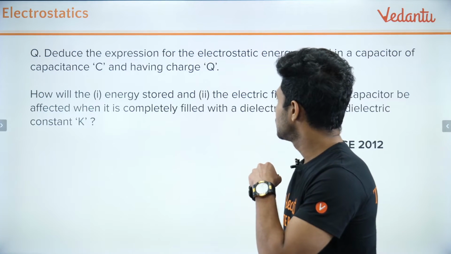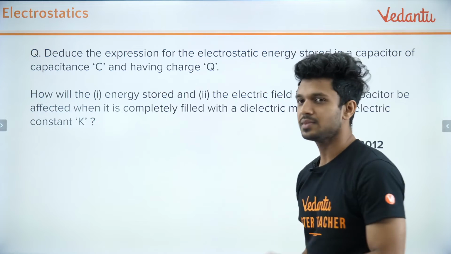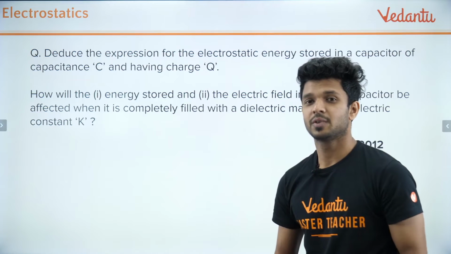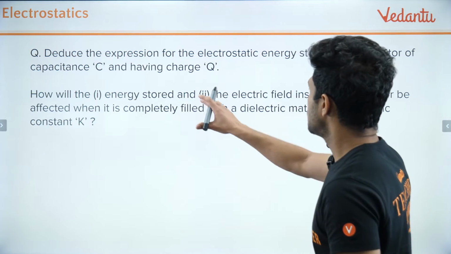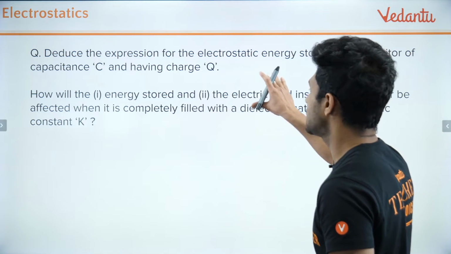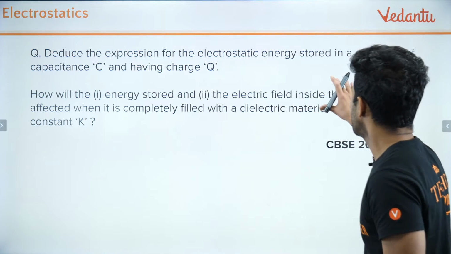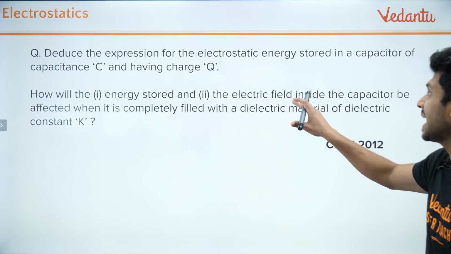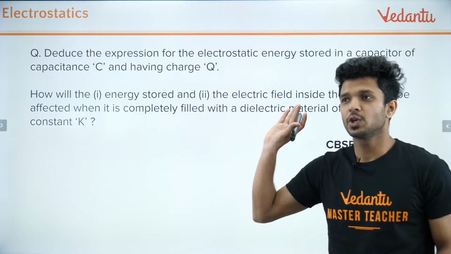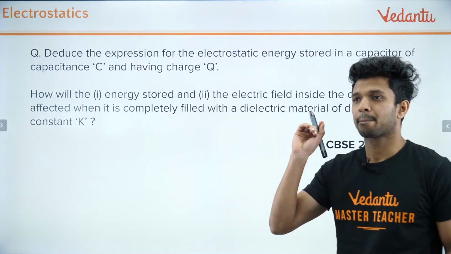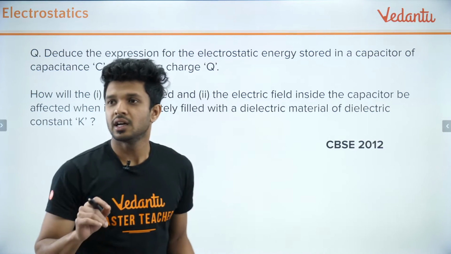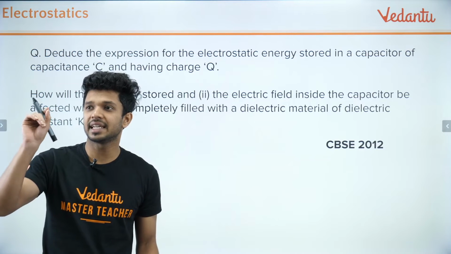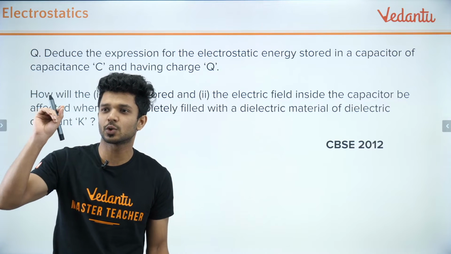Let's move forward to the next question. So it is a derivation. Okay, it's a 5-mark question, I think. Deduce the expression for the electrostatic energy stored in the capacitor of capacitance C and having a full charge of Q. So we'll do the questions one by one. Understood? What is it? Deduce the expression for the electrostatic energy.